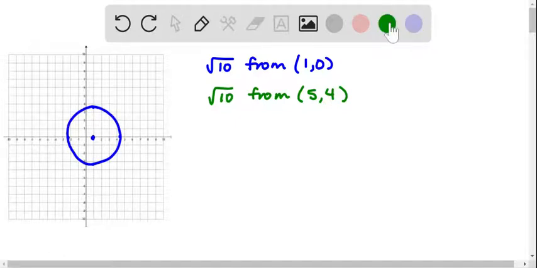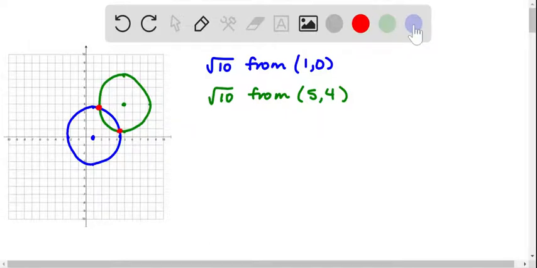And then we also want the points that are square root 10 units from the point (5, 4). So we'll do the same thing. Here's (5, 4), and then a little more than 3 in each direction. It's going to give us something like this. So we're looking for those 2 points that satisfy both circles.